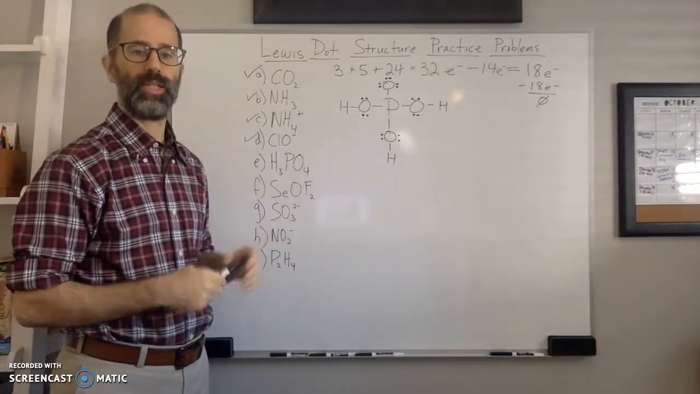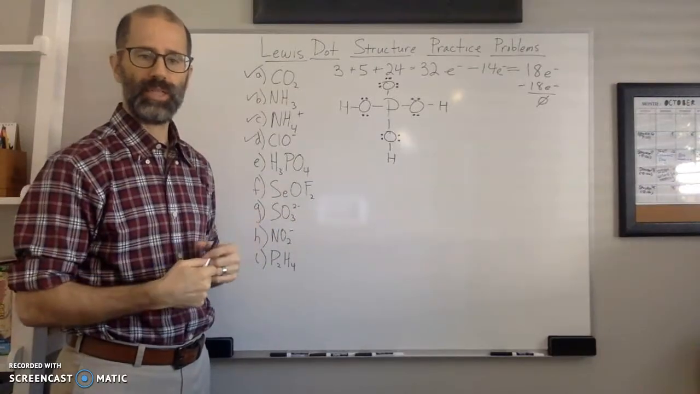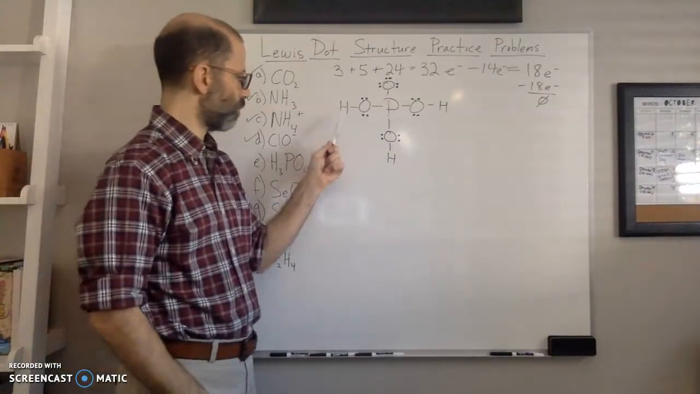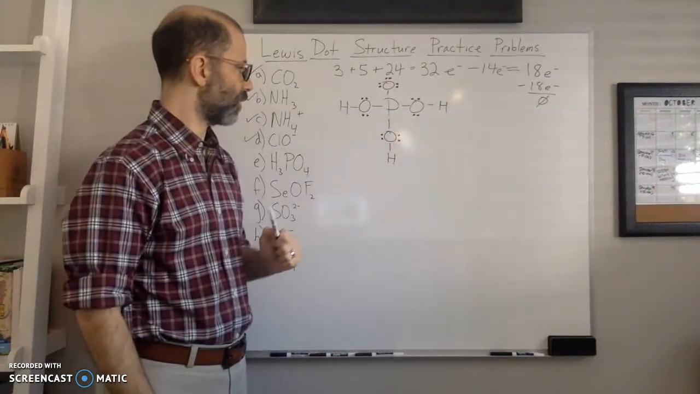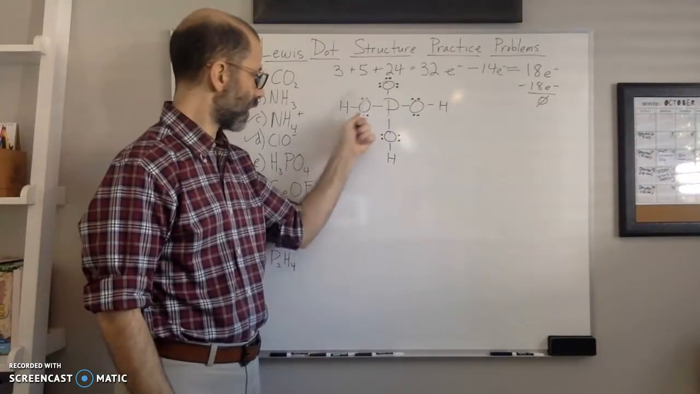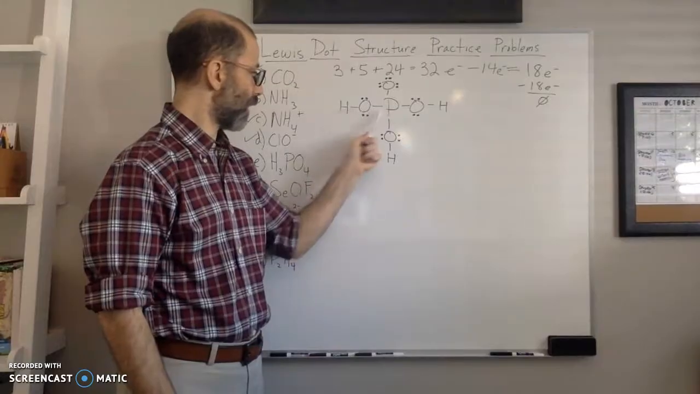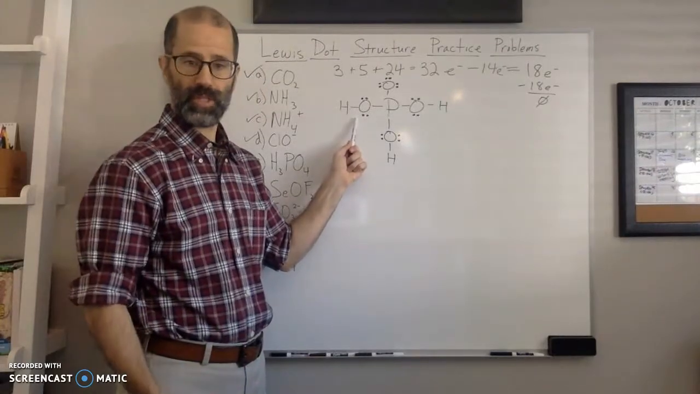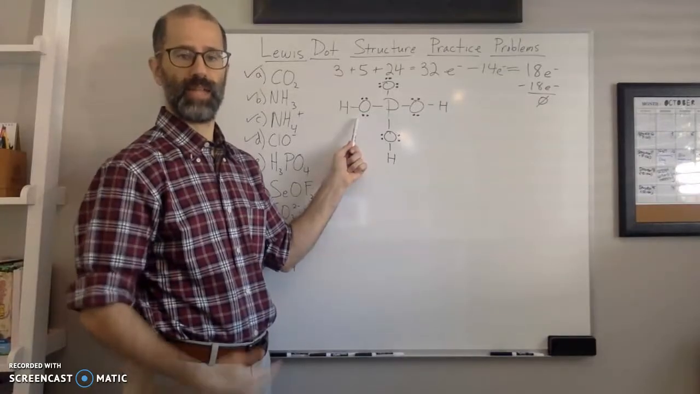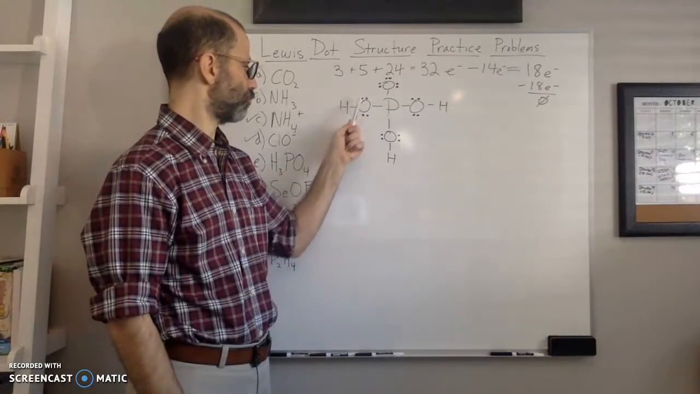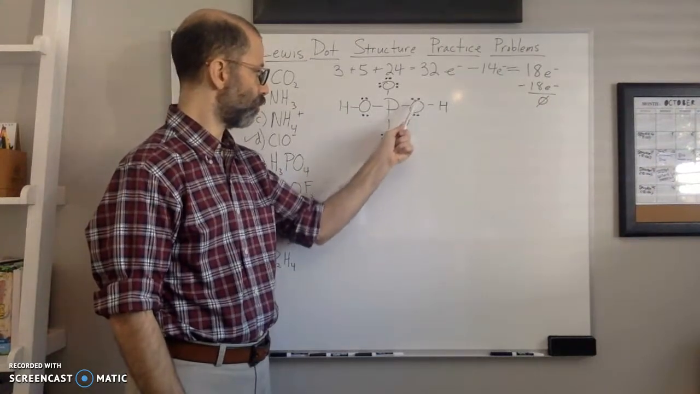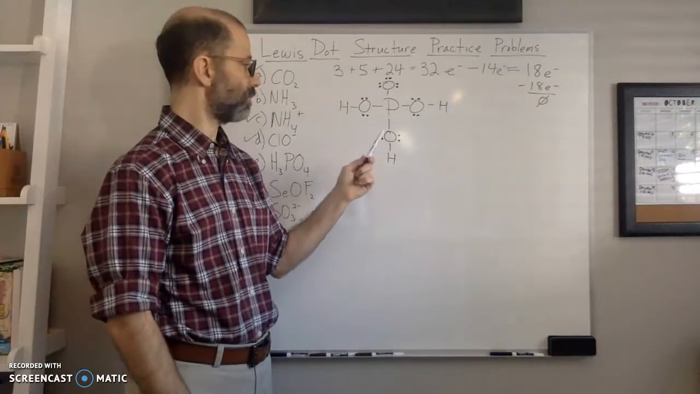So now I'm going to double check to make sure everyone is happy with an octet or a duet. As I said before, my hydrogens are happy with a duet. This oxygen has 2 bonds and 2 lone pairs. So it fits the bonding pattern. It has 8 valence electrons. It's got its octet. So 2 bonds, 2 lone pairs. 2 bonds, 2 lone pairs. 2 bonds, 2 lone pairs. So those 3 fit the bonding pattern.